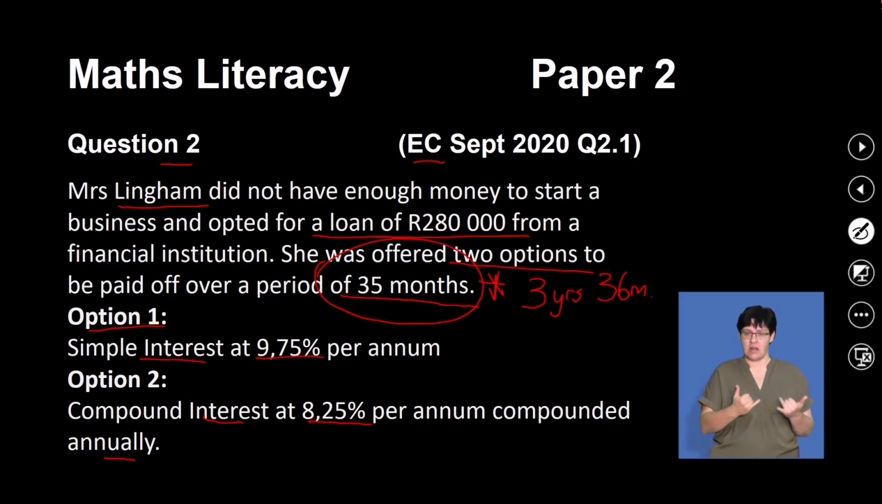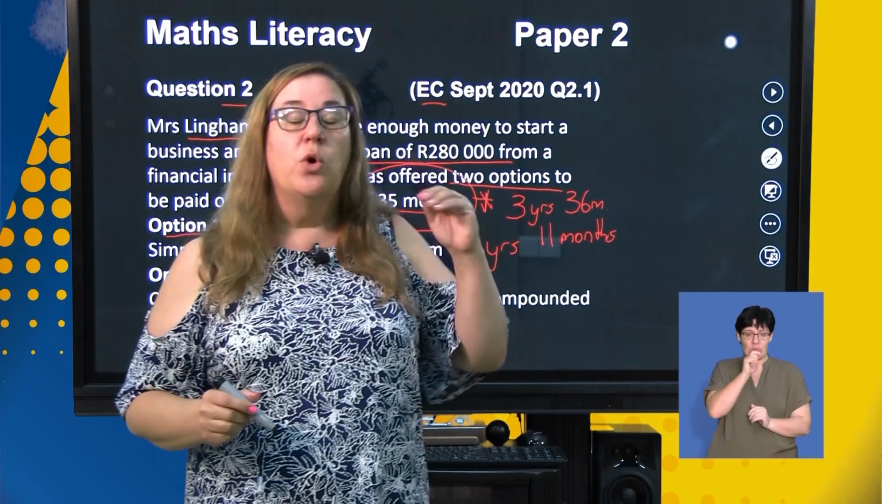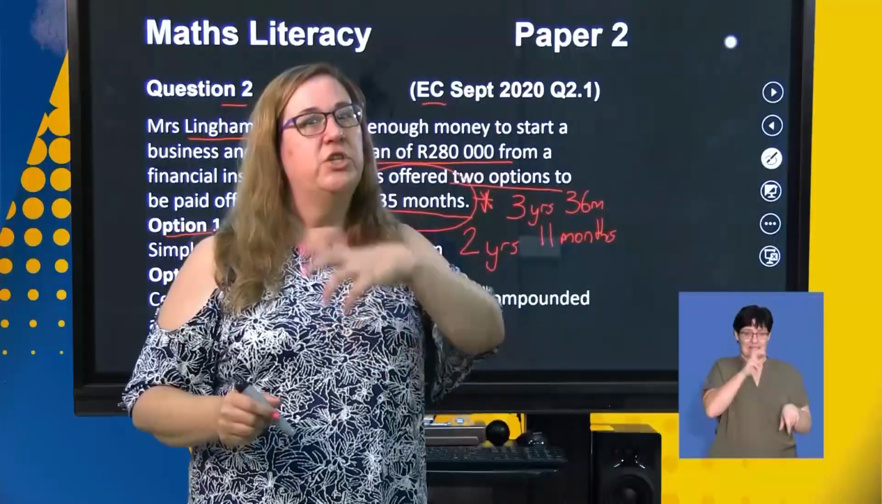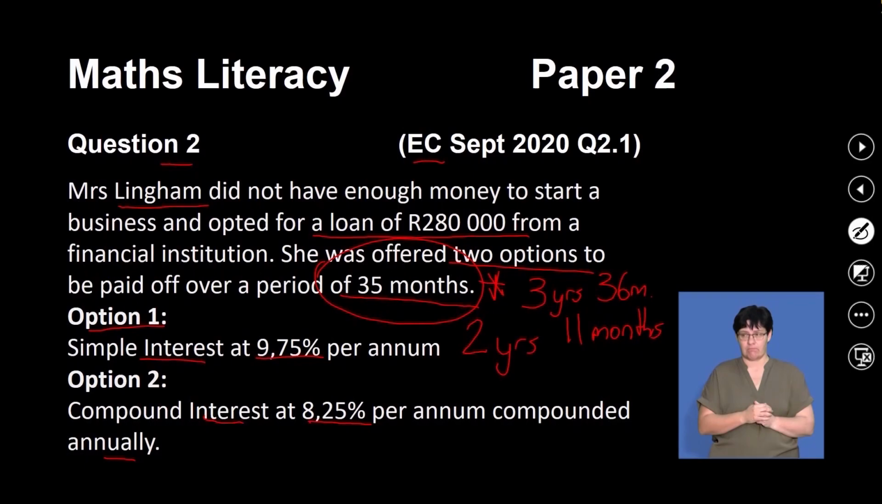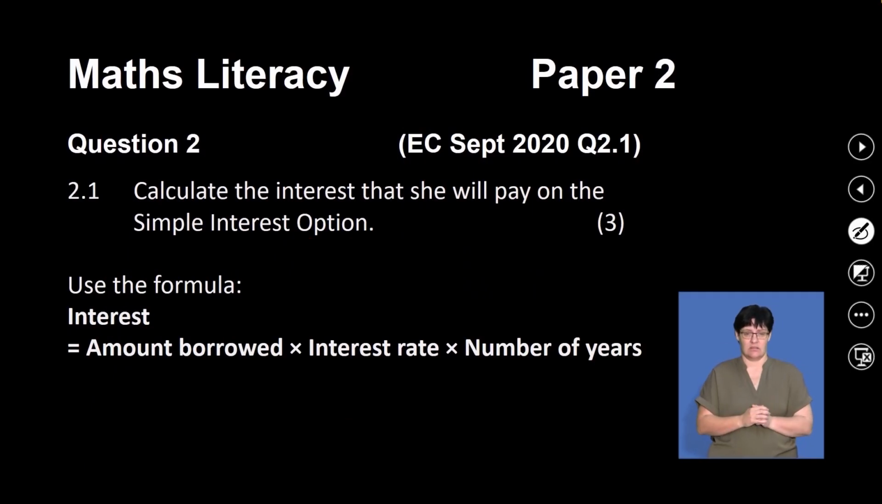Now I've only got 35 months, which means that I actually only have 2 years and the balance of 11 months. And that's important. Then I'll use those calculations when I actually do the calculations, be it simple or compound interest. So let's go back to the question. So the question said, calculate the interest that you will pay on a simple interest option.